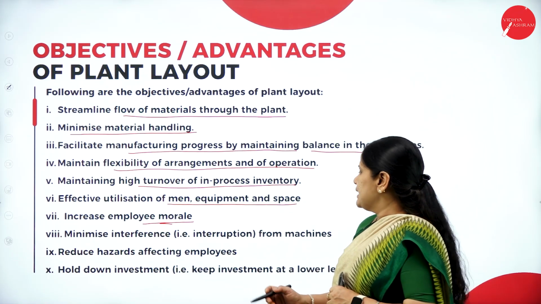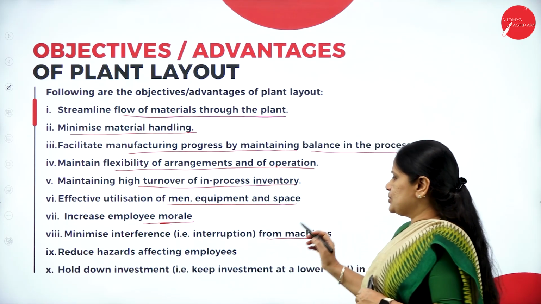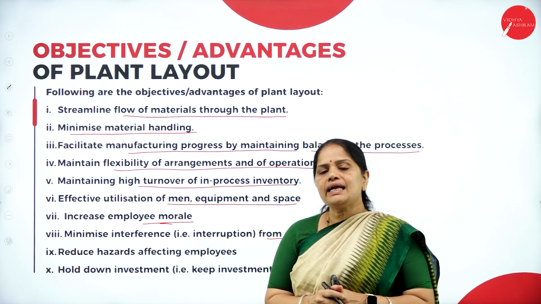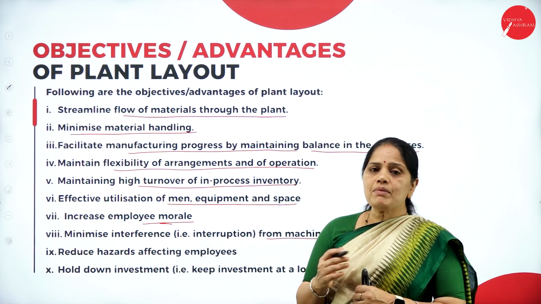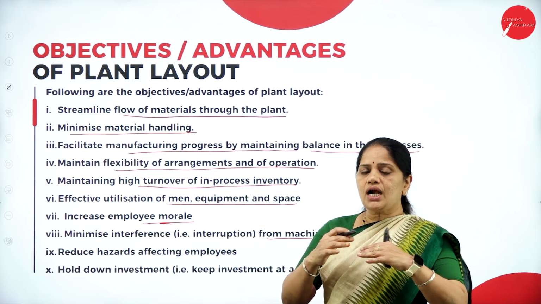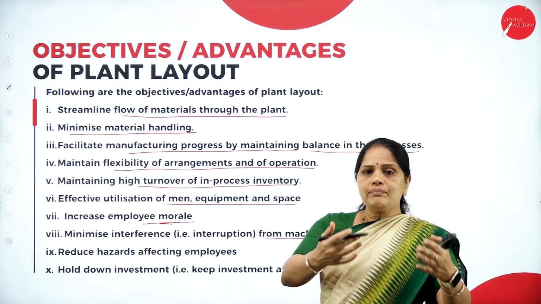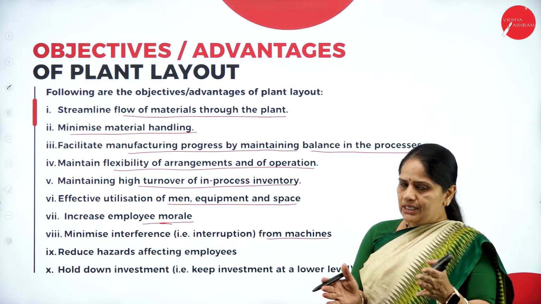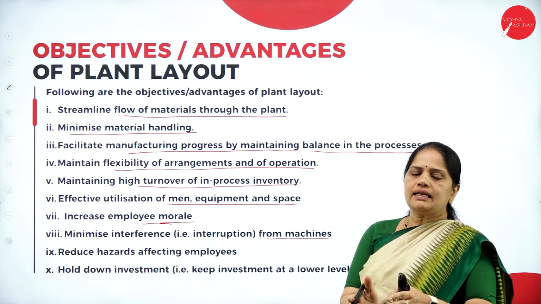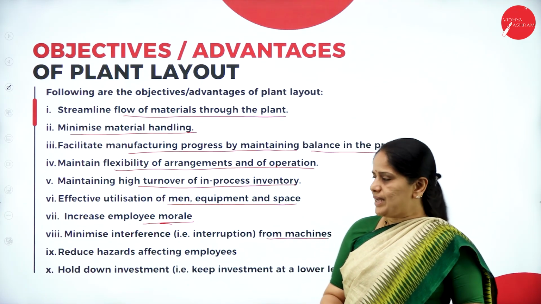Then minimize interference from machines. So we should try to see that the plant layout is in such a way that there is minimum interference. The machine should not interfere with the men's work, and men should not be interfering with the work of the machine. So try to see that there is a distance maintained between the men and the machines.